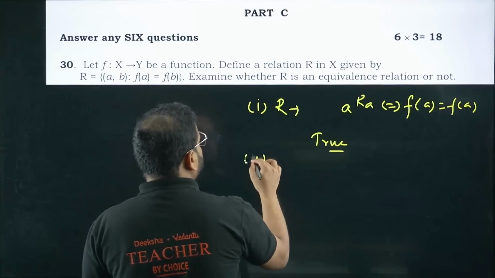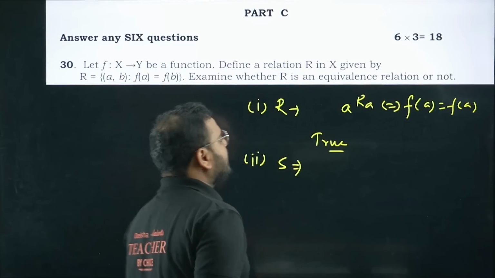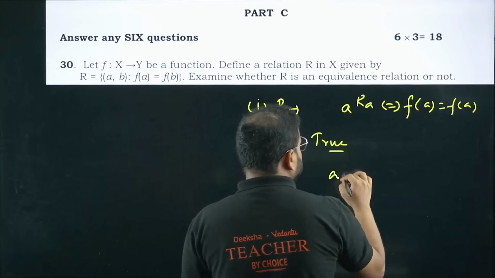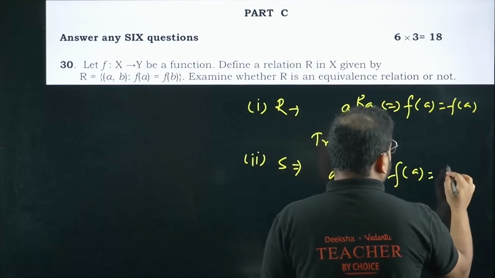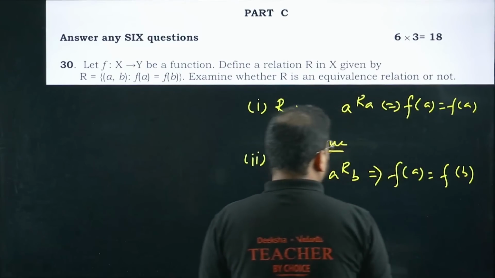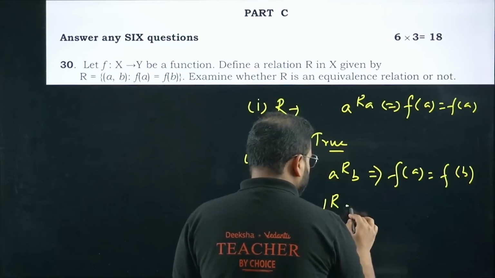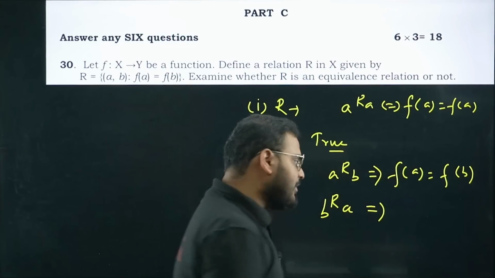Okay. Next. What is next part, sir? For symmetric, please check. It means, sir, if a R b is there, what is the meaning of a R b? That f of a equals to f of b, then b R a also has to be there. Please check what is the meaning of b R a. f of b equals to f of a.